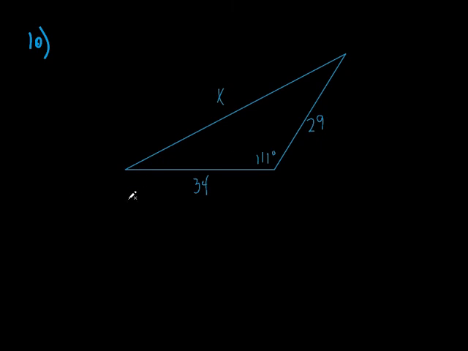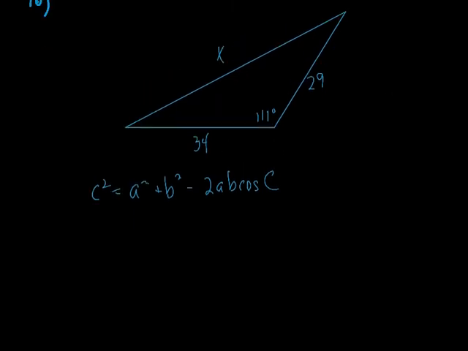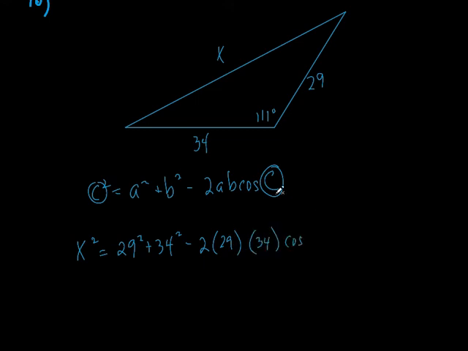All right, here we go. Let's write down the formula again. See, if you do this every time, you'll have this memorized and you'll never forget it the rest of your life. Okay, so our angle is 111, right? So what's our little c? It's x. So I'm going to write x squared equals... Now the a and b are my other two sides. So 29 squared plus 34 squared minus 2 times a times b, which is 29 and 34, times the cosine of the angle, which is 111 degrees.